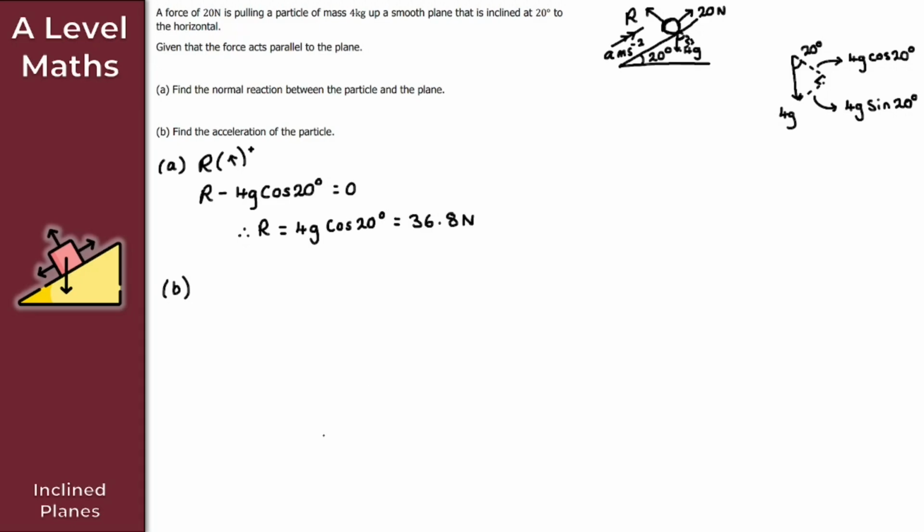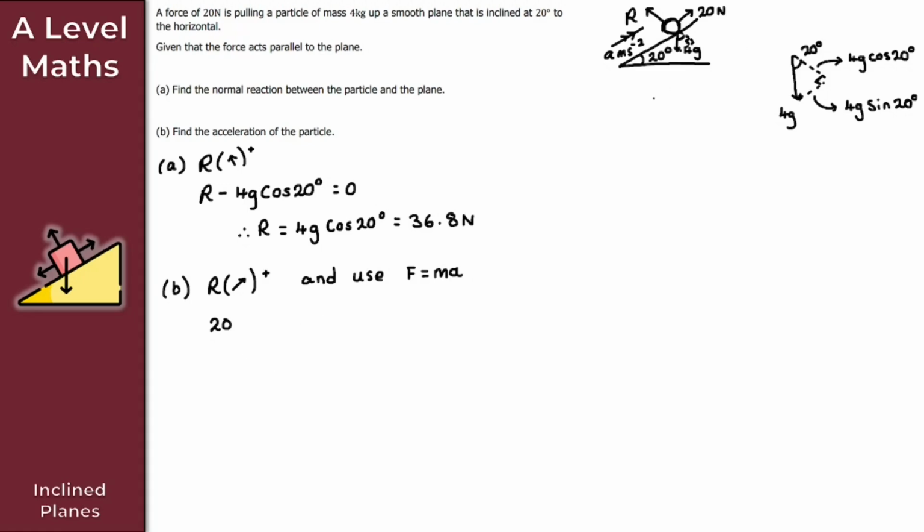Okay, so to find acceleration here, what we need to do is use Newton's second law, so F equals ma. I'm also going to resolve parallel to the plane here, taken up as positive. So what forces are going up the plane that are parallel to the plane? Well, that would simply be this force here of 20 newtons, so I'm going to get 20. There's no more forces going up the plane, so I simply get 20 there.